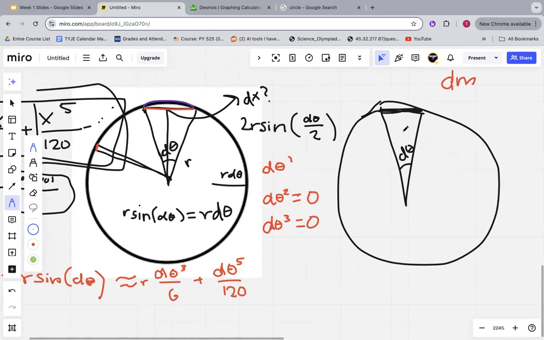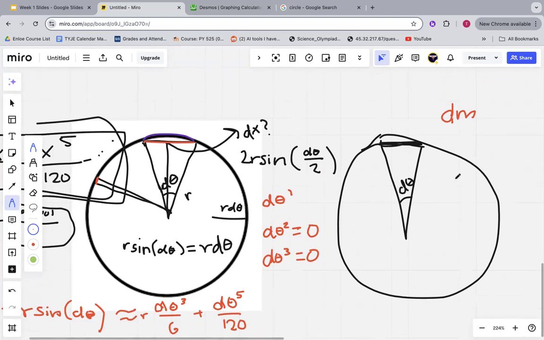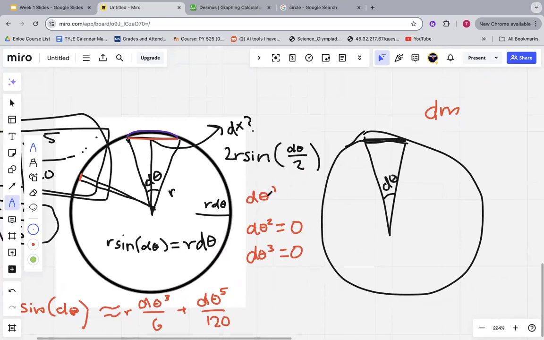And d theta is like a little piece of angle, so that I care about d theta to the power of 1. It's really, really small, but I still care about it to the power of 1, right? I'm not going to say it's 0. But if I square it, it's so small that squaring it makes it basically 0 in comparison to d theta. So it's just a mathematical tool.